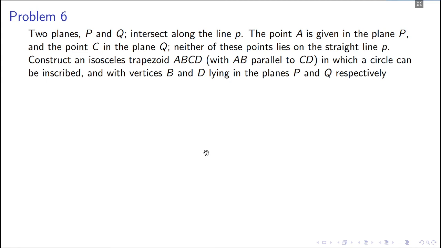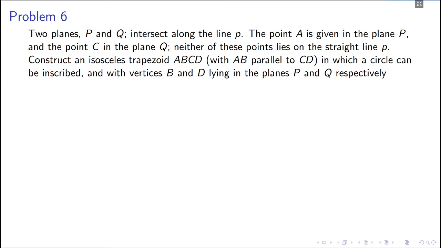It says there are two planes P and Q, and they intersect along line p. Point A is given in plane P and C in plane Q, and they don't lie on this line p. Now you have to construct a trapezoid ABCD with AB parallel to CD, in which a circle can be inscribed, and the vertices B and D lie on the planes P and Q, respectively.